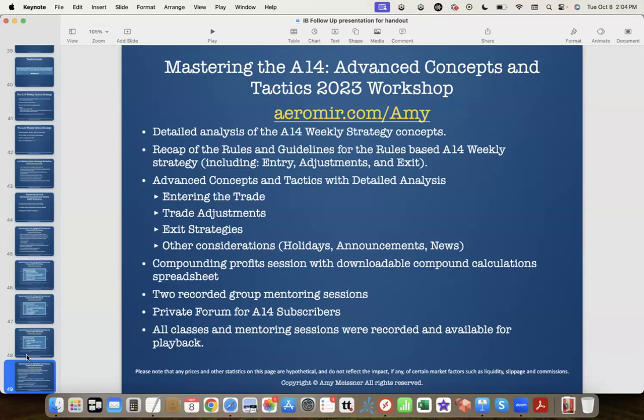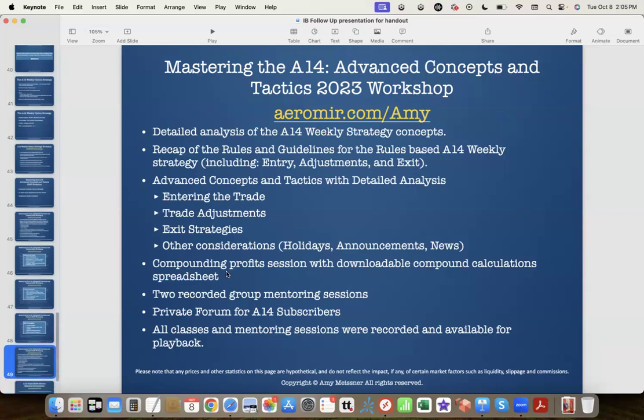There were also a couple of group mentoring sessions I did after the classes were finished. I let people absorb all the information, then we came back and did two different group mentoring sessions. Those were recorded. There's a private forum where you can talk to other A14 subscribers. And all these classes and mentoring sessions are recorded and available for playback, including the compound profit session with a downloadable spreadsheet.